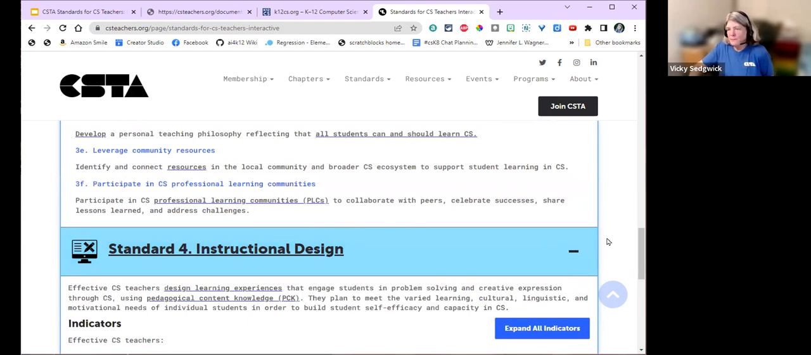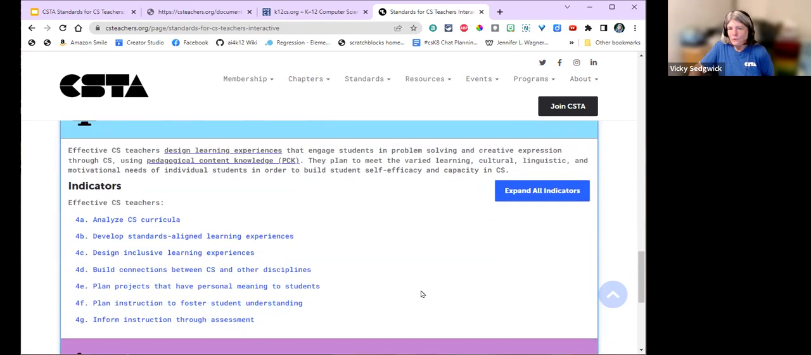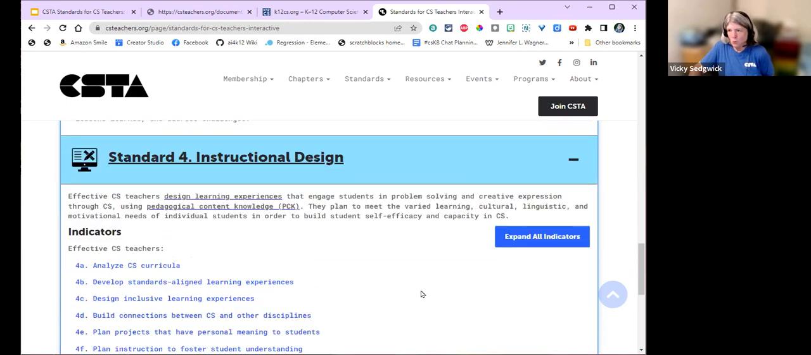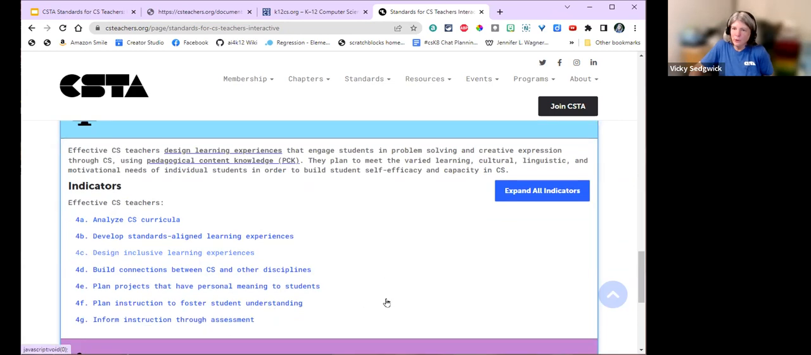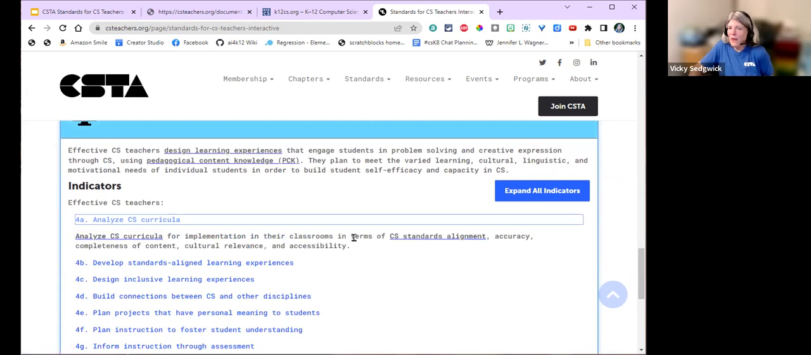Standard 4 is about instructional design. And I will often hear teachers go, "I don't design things. I'm using code.org's curriculum and that's what I'm doing," right? But the thing is, we are designing, right? We have to look at that curriculum to see, is it meeting the needs of my students? Are there things in it that aren't covering all the standards that I think I should be covering, right?